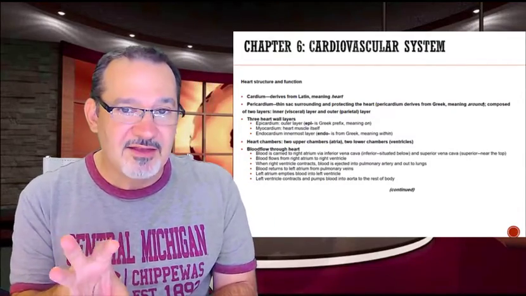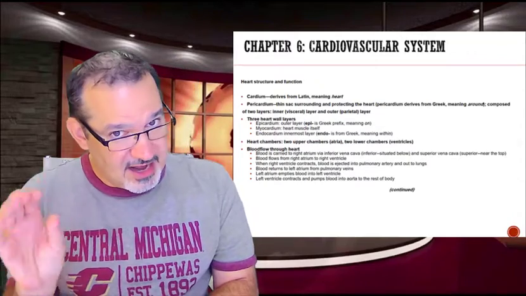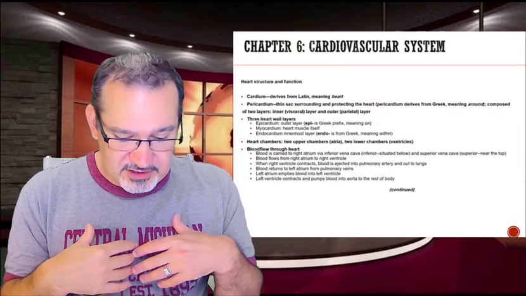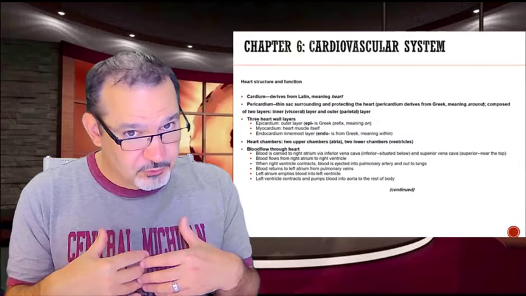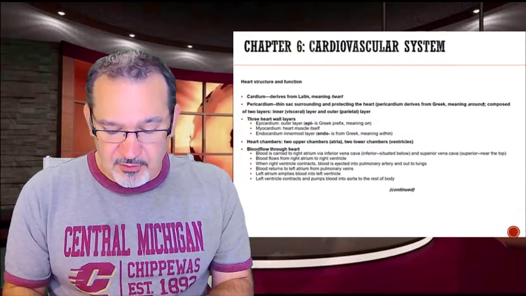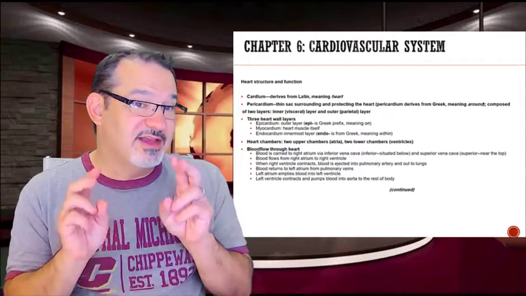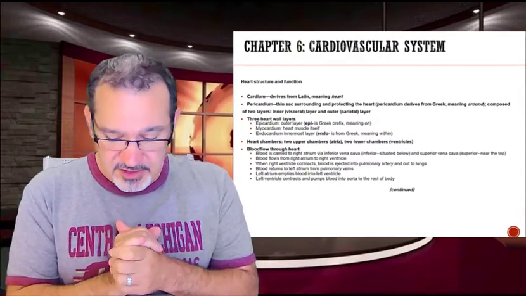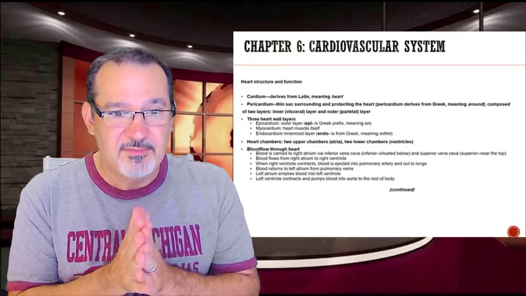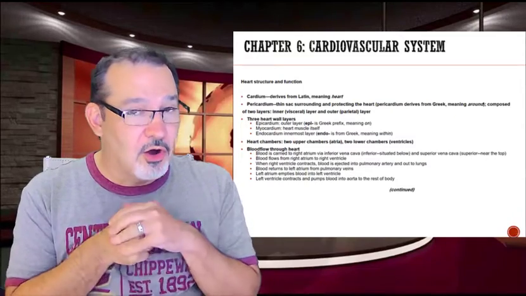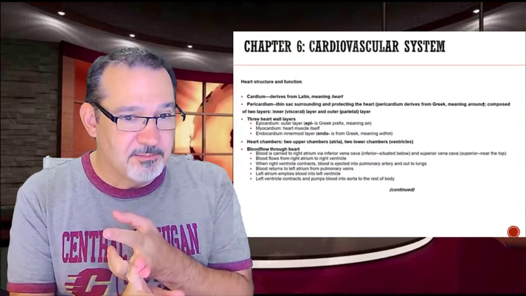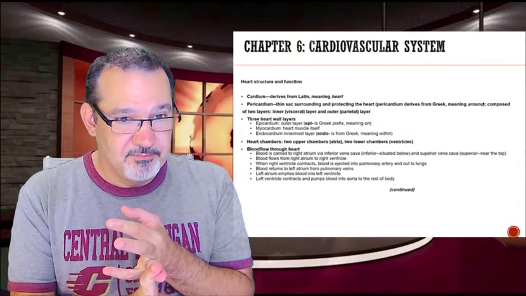The pericardium has an inner layer and an outer layer, okay? So the inner layer is the visceral layer, and that layer forms the epicardium, and then the outer layer is the parietal layer, okay? Three heart wall layers: epicardium, myocardium, endocardium, okay?